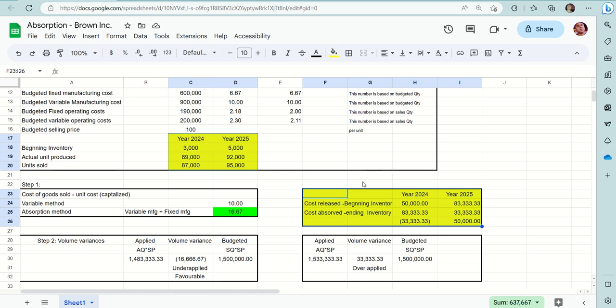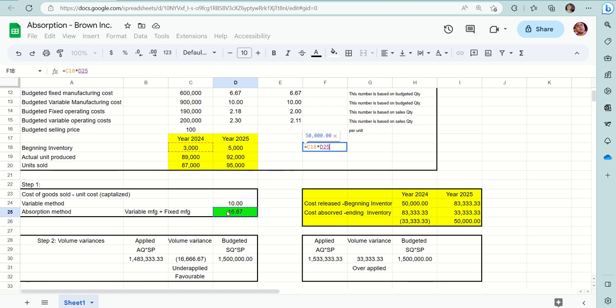Okay, right there, we are working with this. So the beginning, I'm going to show you this number over here. How did you get that? This 3,000 multiplied by the standard unit cost. That is the cost that we released in 2024. Cost released and absorbed.